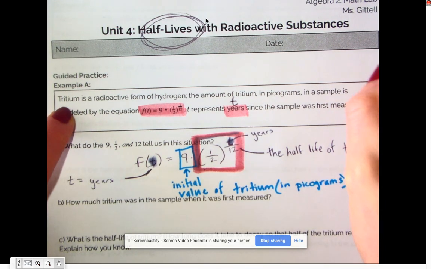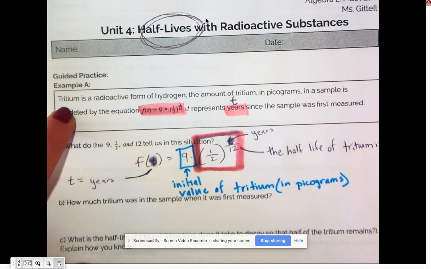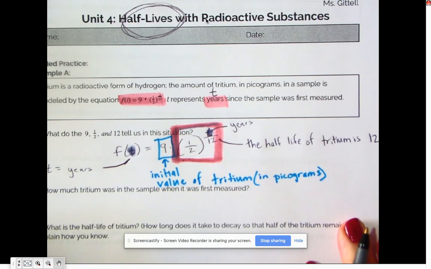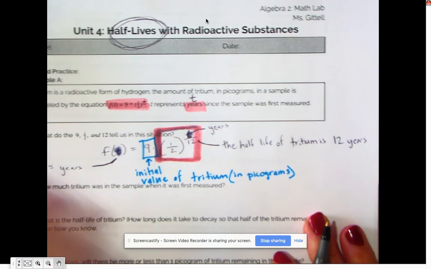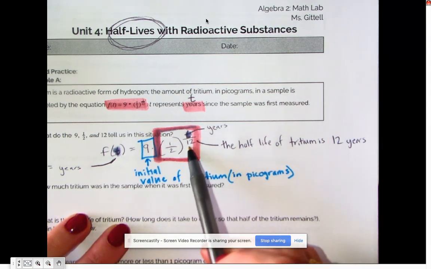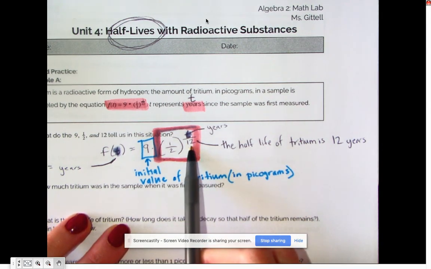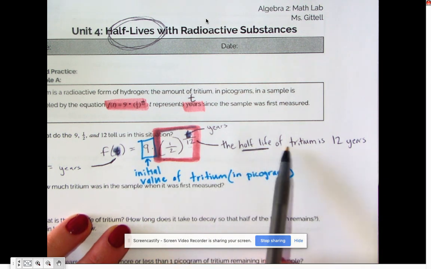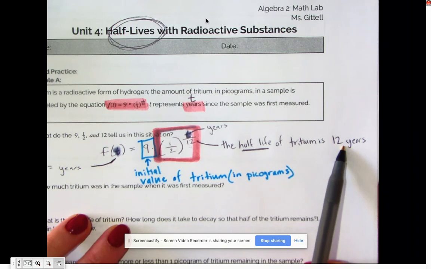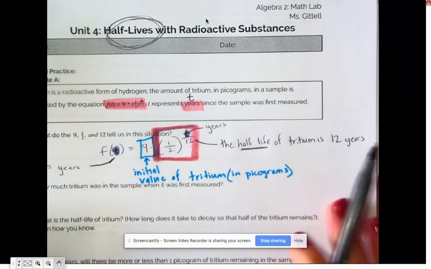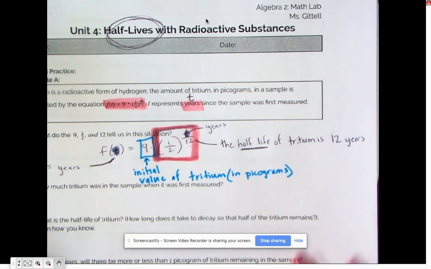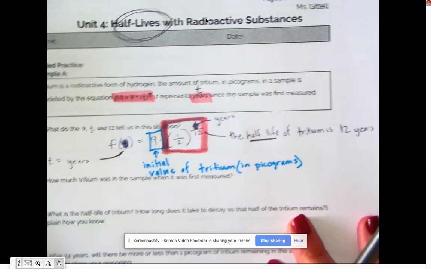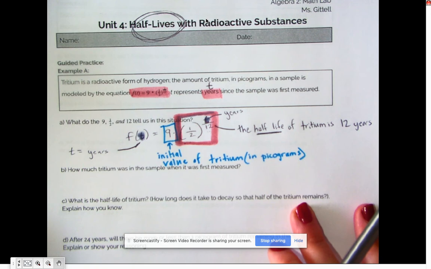So the half-life of this substance of tritium is 12 years. So whatever the denominator of the fraction is going to tell you the half-life of the substance. The half-life of tritium is 12 years. Okay. Feel free to pause the video at any point if you need to copy down the notes. I'm going to move on to B.